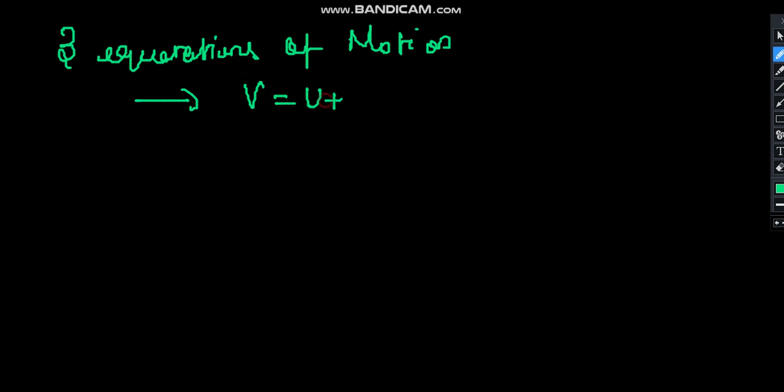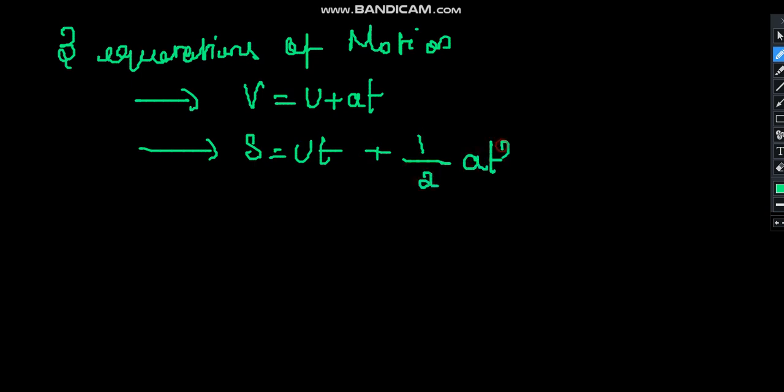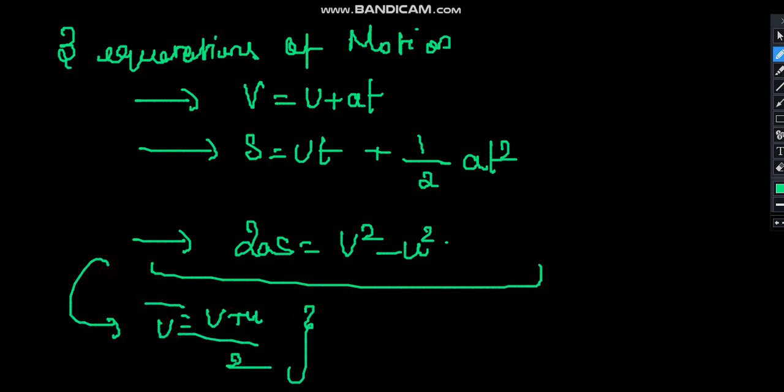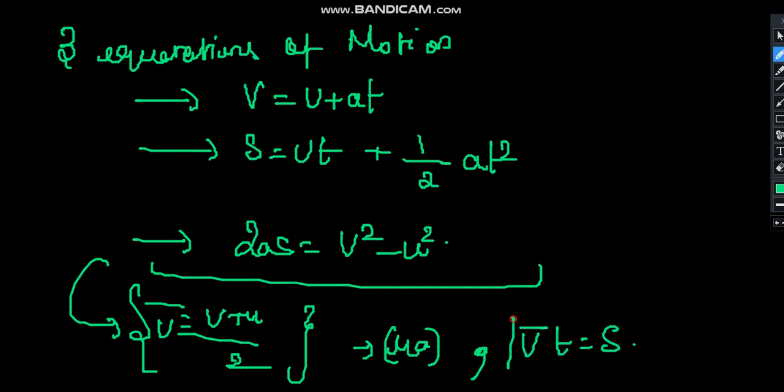V equals U plus AT. S equals UT plus half AT square. 2AS equals V square minus U square. Very important, useful formulas. Another very useful thing is average velocity equals V plus U by 2 for UA, uniform acceleration. And then basically average velocity into time is displacement.